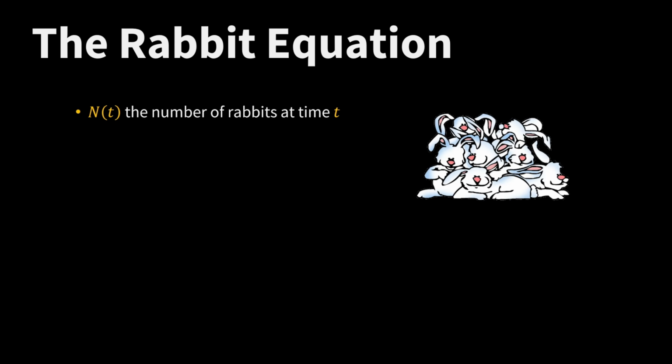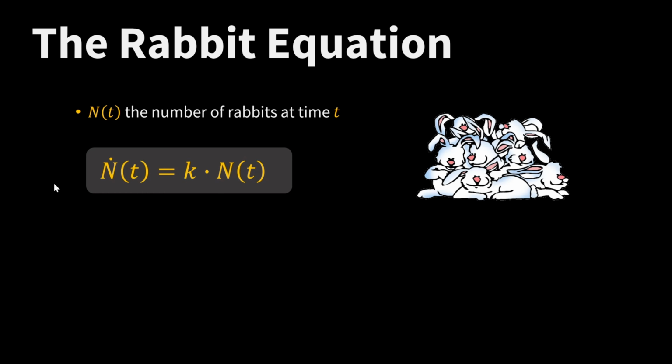We start with a rabbit equation. Here we use a function n of t, which is the number of rabbits at time t. And this is our differential equation. What does it say? It says that the derivative of n, or the rate of change of n, is proportional to n itself. Here k is a constant.